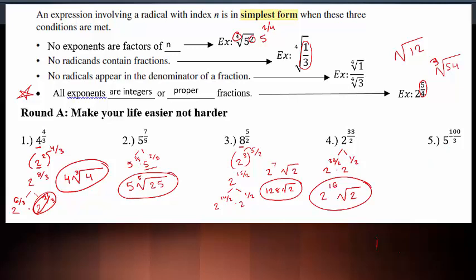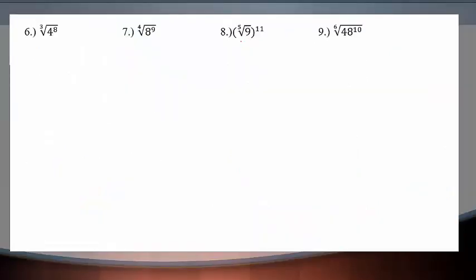5 doesn't break down, but I cannot do 100 divided by 3. However, I can do 99 over 3. So I'll break it into 99 and 1. This gets me 5 to the 33rd. And right here I have the cubed root of 5. So these are going to be very similar. The only difference is they start out as radicals.